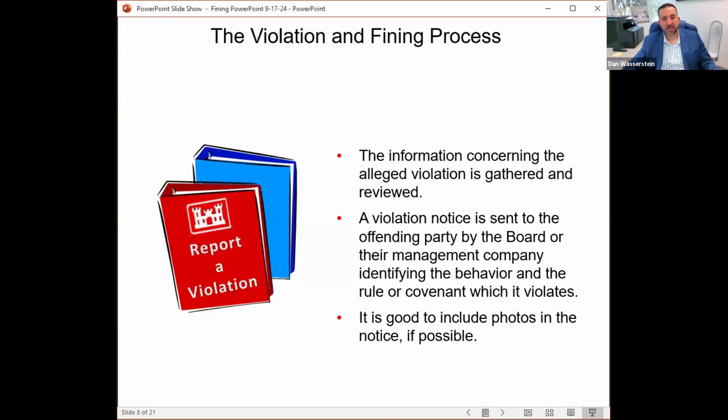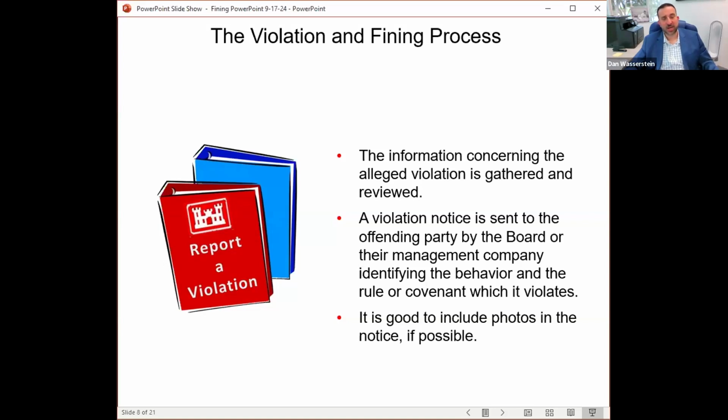Is it something, maybe if it was only a quick violation, that this person has done before? So you want to look into the history, the person, the violation, and if there is merit, then usually a violation notice will be sent to the offending party. It should identify the behavior, the rule or covenant that it violates, and also indicate what's necessary to cure that violation if it's something that's ongoing.